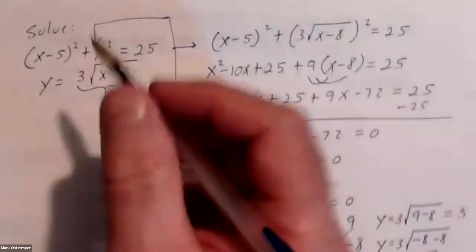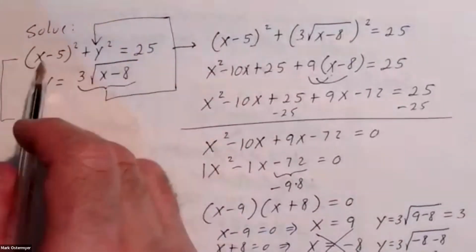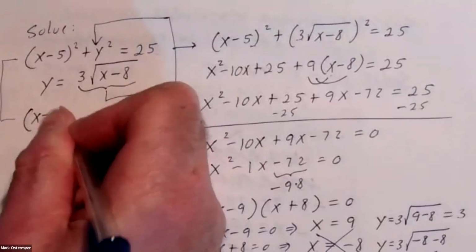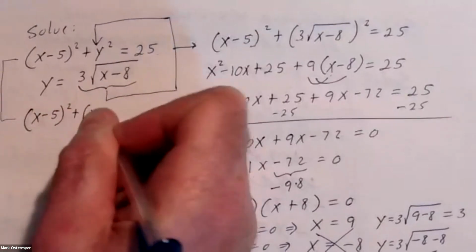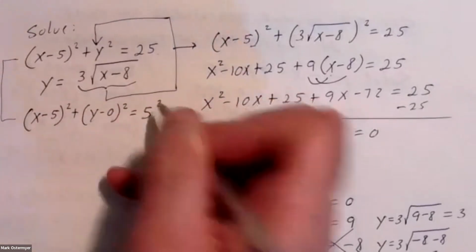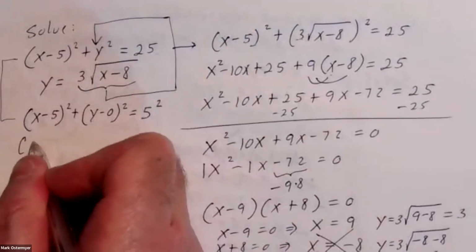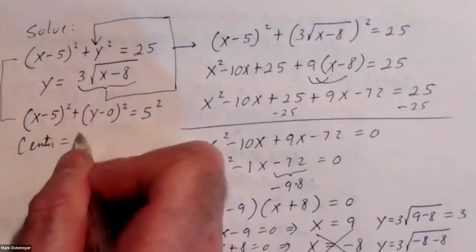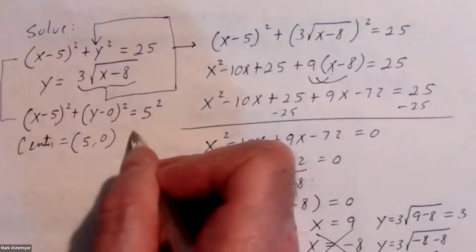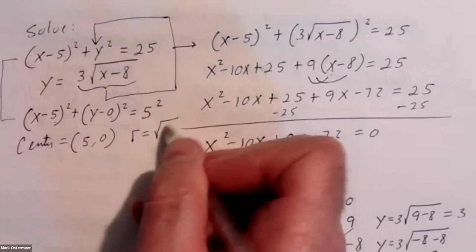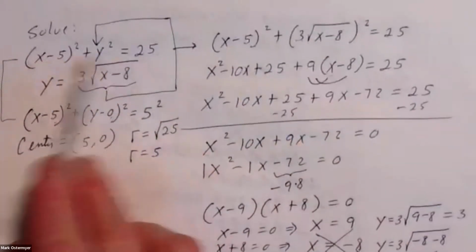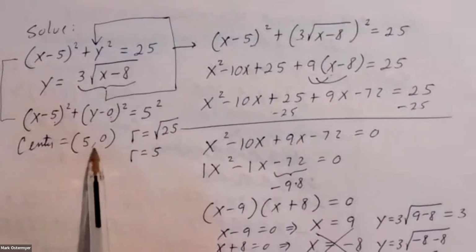Now, what would be the graphs of these? Just curious, the graphs. This is a circle, notice, and the circle would be centered where? Where is this circle going to be centered? And what's going to be its radius? Well, the center of this circle is going to be (h, k), so it's going to be (5, 0). And the radius is the square root of 25, or 5.